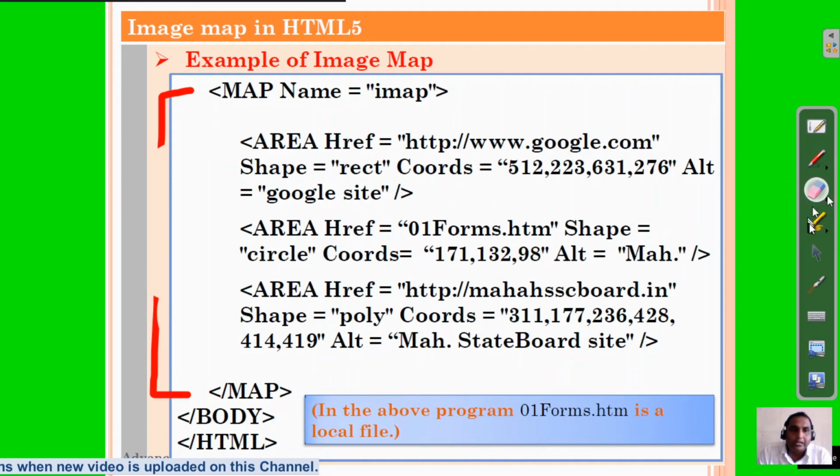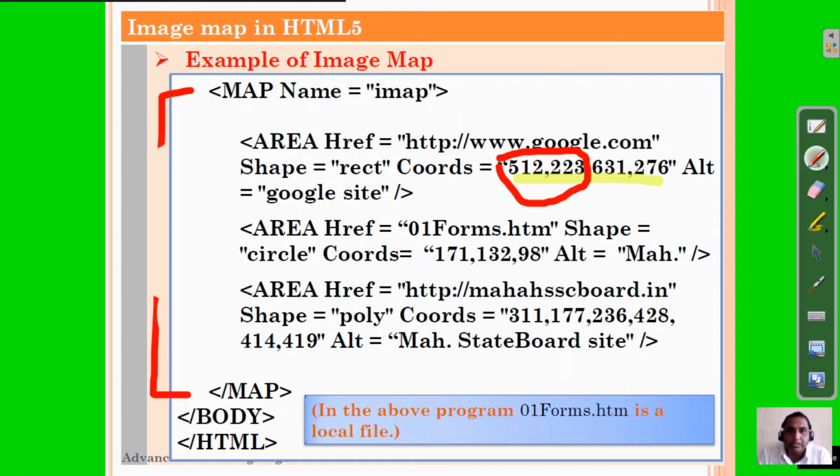Then coordinates. When it is rectangle, I have given 4 coordinates. This, 51, 223, is top left, and 631, 276 is bottom right. You see, between all the numbers there is a comma. Here also, please note, between all the numbers there is a comma. So the xy coordinates are to be separated by commas.